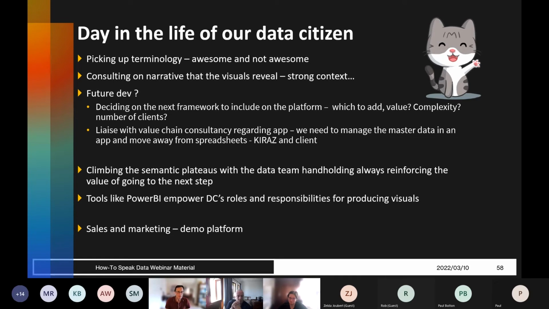And so the third from bottom point is something that we think is the controlled vocabulary picture with the arrow. We see this climbing semantic plateaus: the data team needs to handhold with the data citizen and reinforce the value of going up every step, because as you take your data citizen up this curve, they need to start letting go of some things.